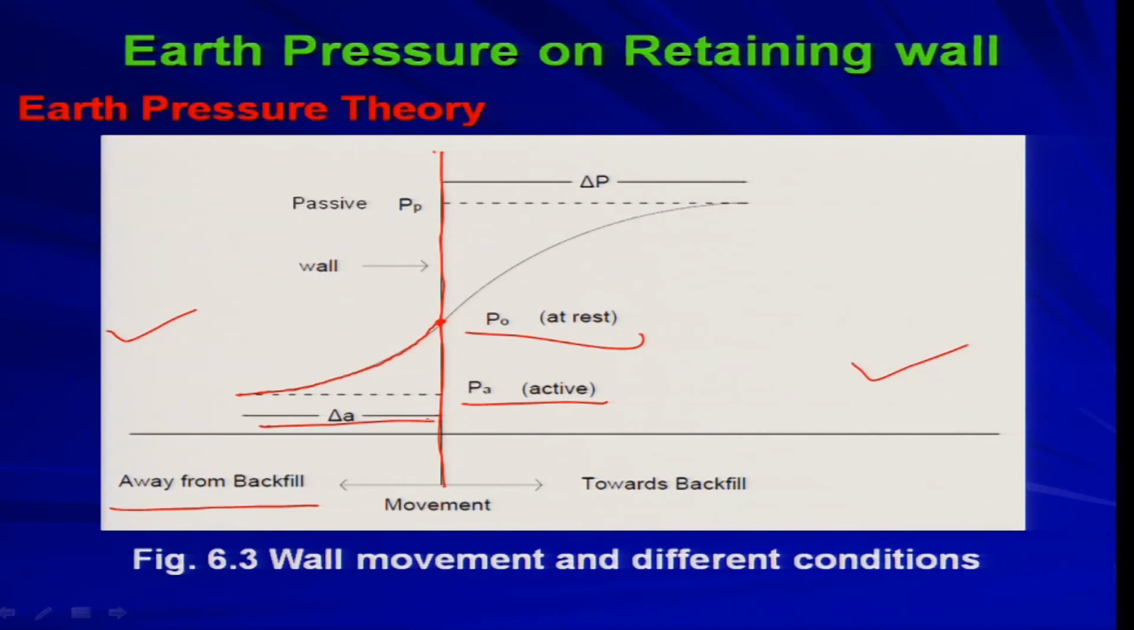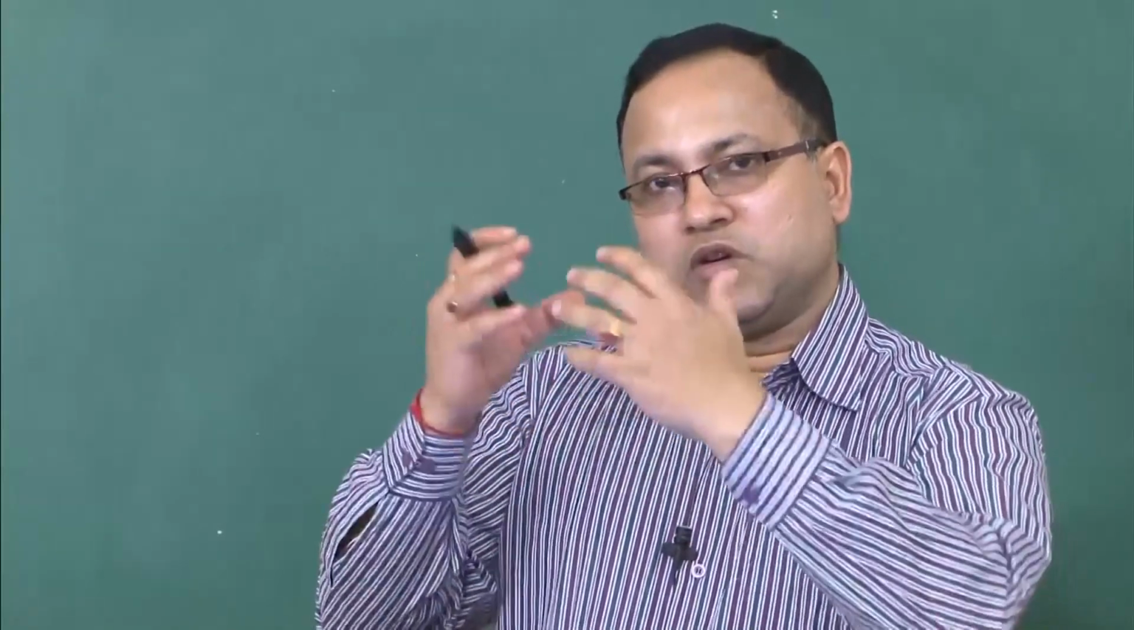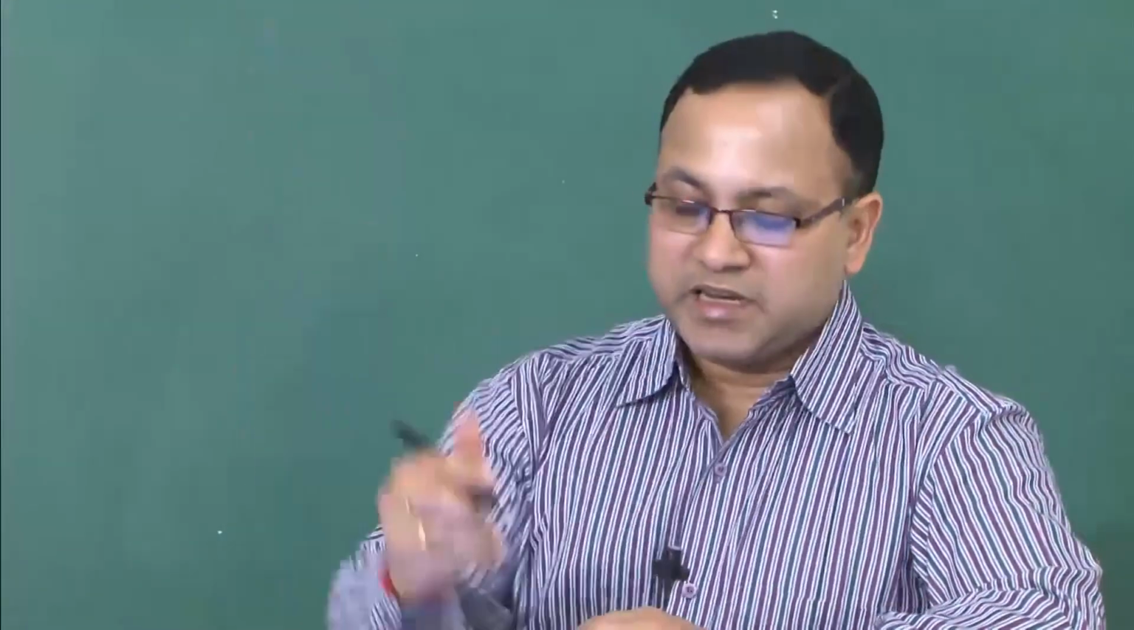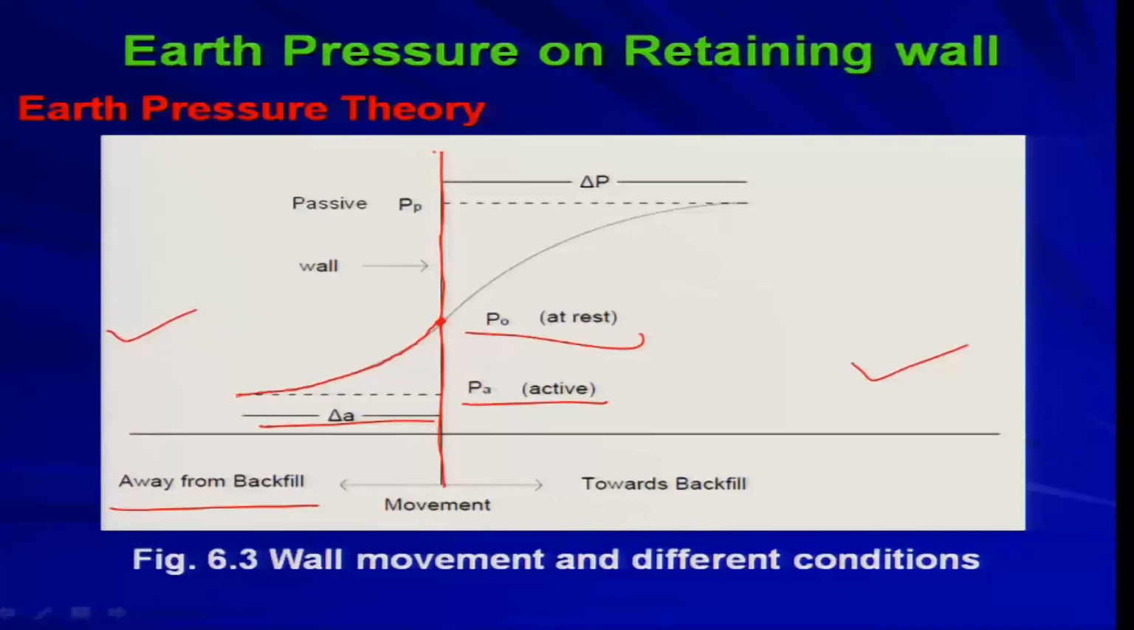So, at rest condition this is the pressure, and gradually you are moving the wall away from the backfill. So, gradually or slowly your shear strength is getting mobilized, and at the ultimate state, when the shear strength is completely mobilized, whatever pressure you are getting, that is your active pressure PA, and to obtain this PA you need to have this much of wall movement away from the backfill.